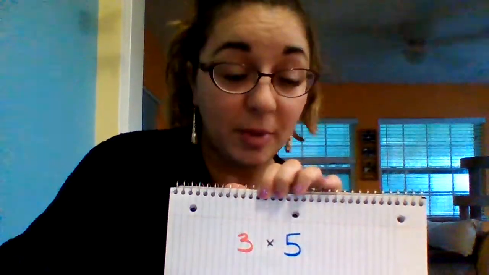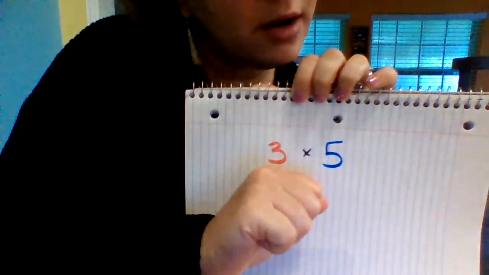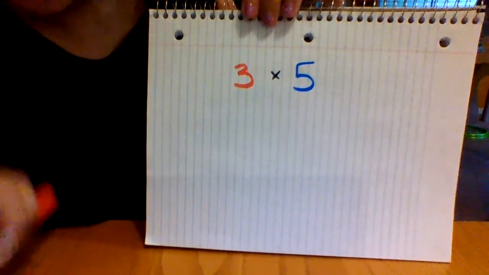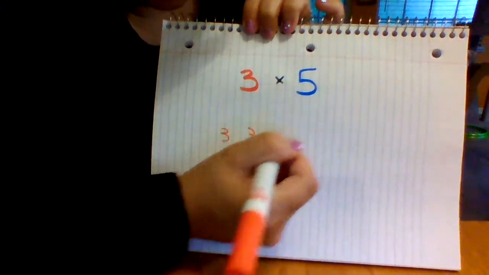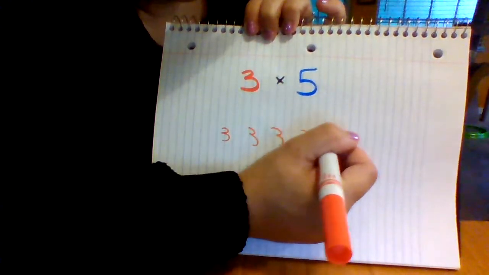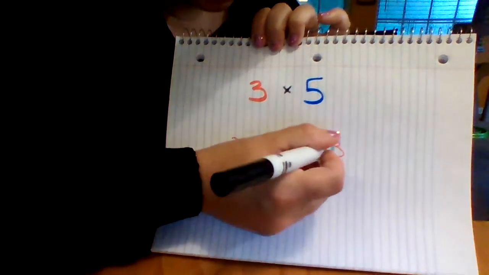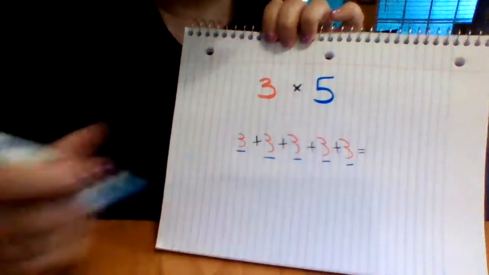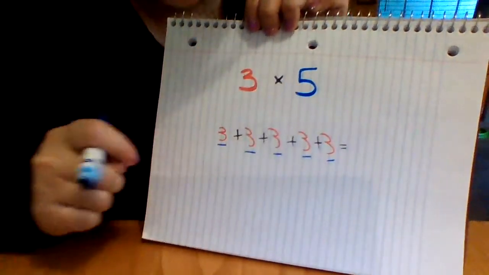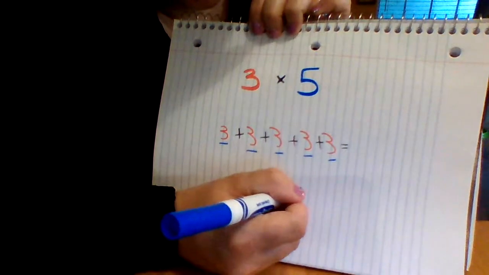2 different ways to solve this problem, okay? We can add 3 5 times, or we could add 5 3 times. Let's see what that looks like. So if we want to add 3 5 times, 1, 2, 3, 4, 5. You can add 3 5 times. 1, 2, 3, 4, 5. Or you can add 5 3 times. 1, 2, 3.